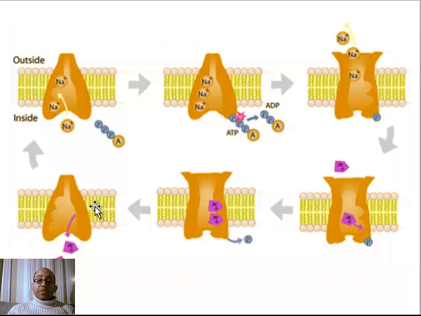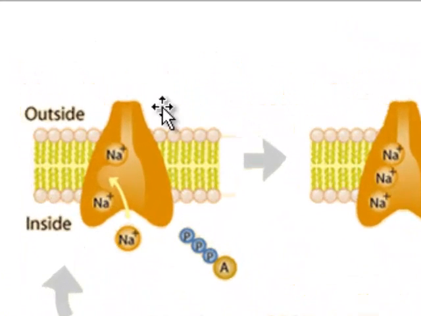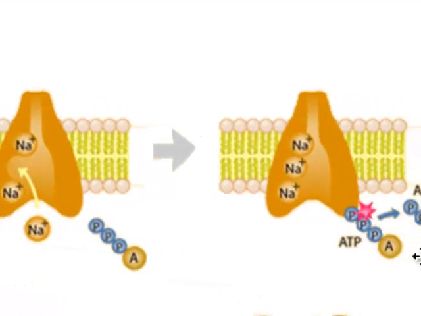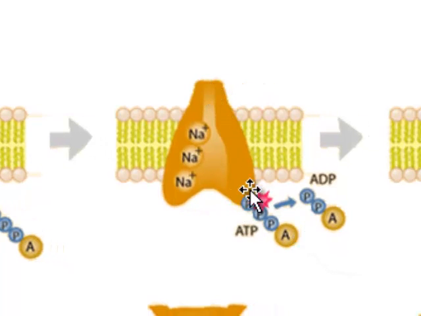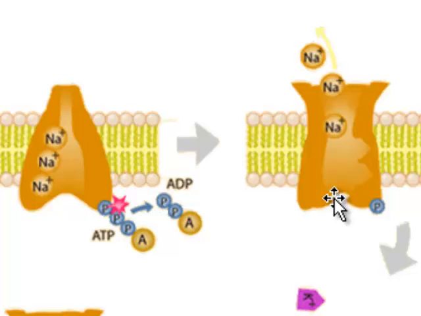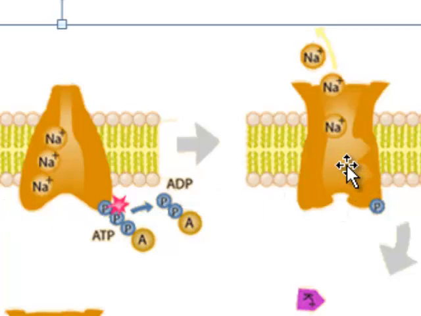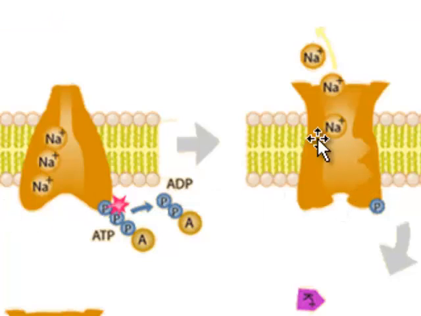Okay, so how does this work? Well, if we take a look at this picture on the top left, the sodium ions bind to the inside of the transmembrane protein. ATP is sitting here. When ATP binds to the protein, it releases energy when it becomes ADP, and there's a conformational change that occurs in the protein. And this conformational change causes the release of the sodium ions into the extracellular space outside the cell.